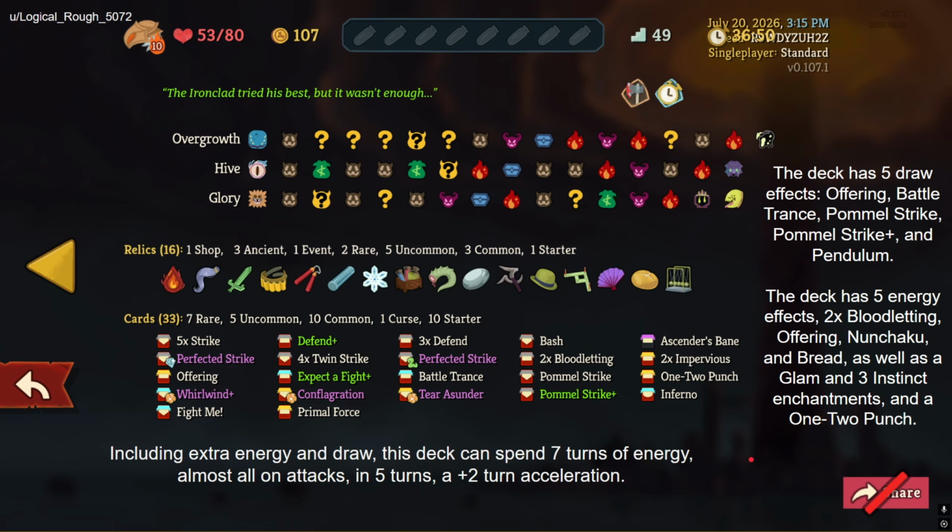Let's look at it a little bit closer though. What about the extra energy? The deck has 5 draw effects, Offering, Battle Trance, Pommel Strike Plus, and then the Pendulum as well.